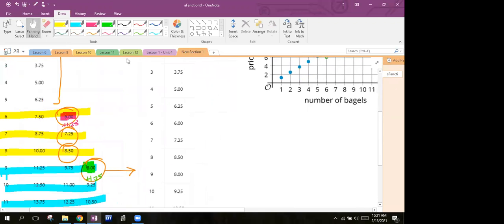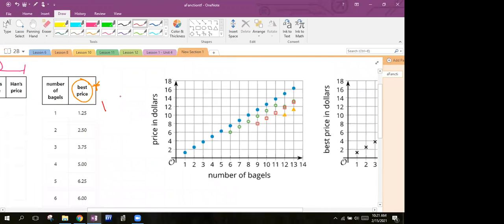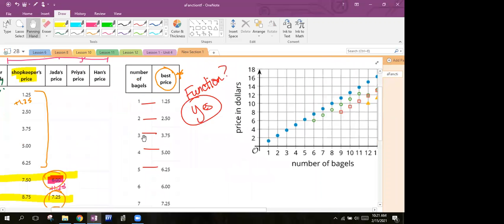Now looking at this table, would it be considered a function? Yes, because now each input has only one output. None of them match. None of them have the same numbers. So like over here, let me find one.